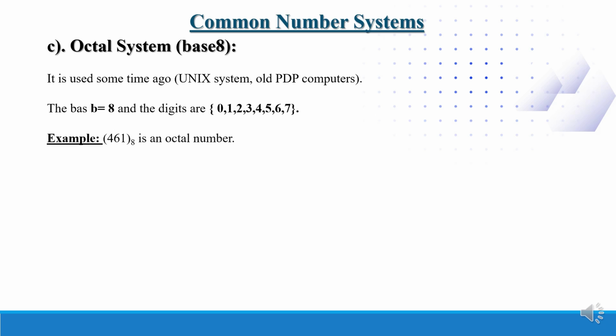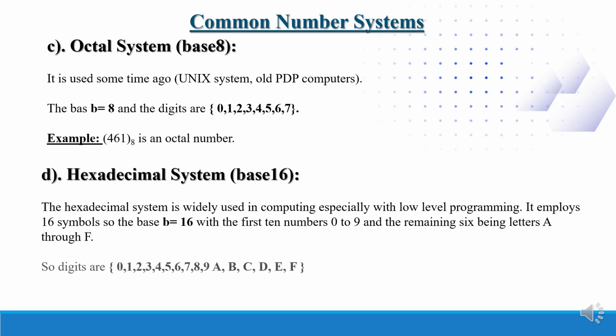Third, the octal system uses base 8 with digits from 0 to 7. It was used in old computer systems like Unix. Example, 461 base 8 is an octal number. The last one is the hexadecimal system. It is used a lot in programming. It uses 16 symbols from 0 to 9 and from A to F. Example, 1F4 is a hexadecimal number.